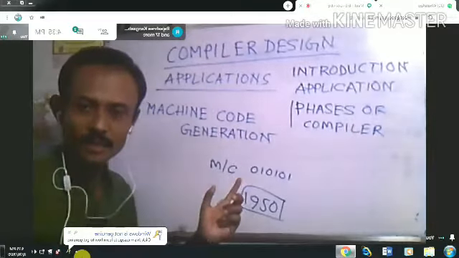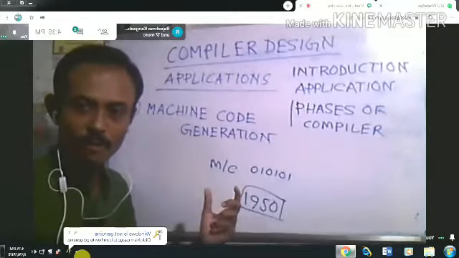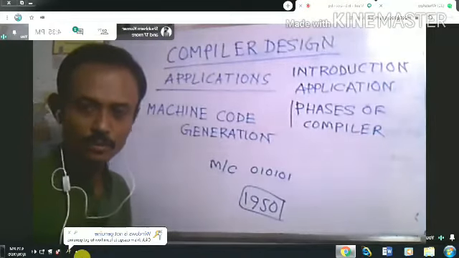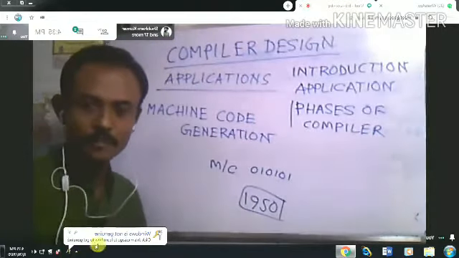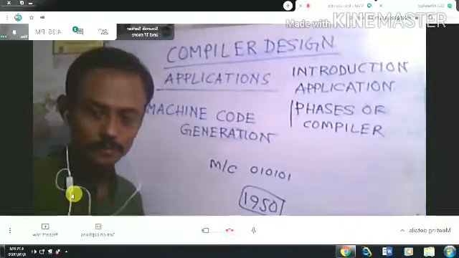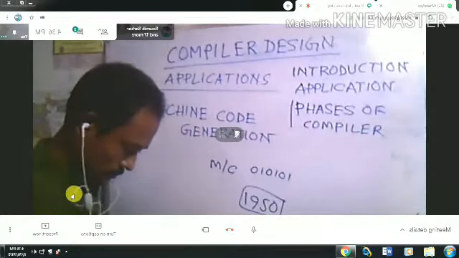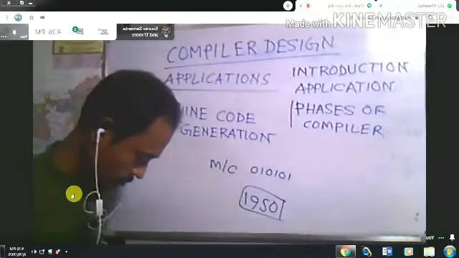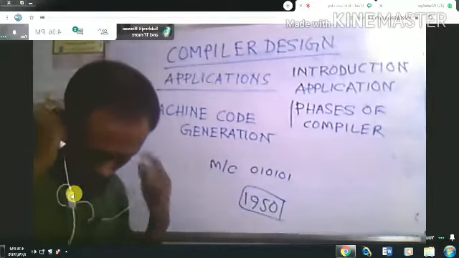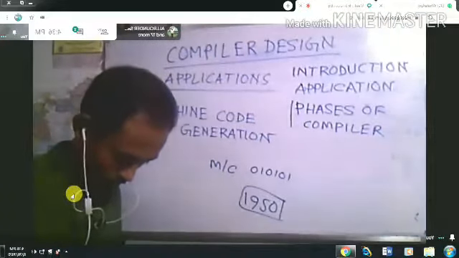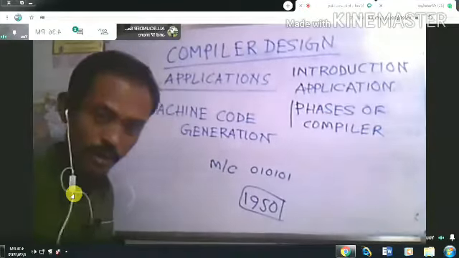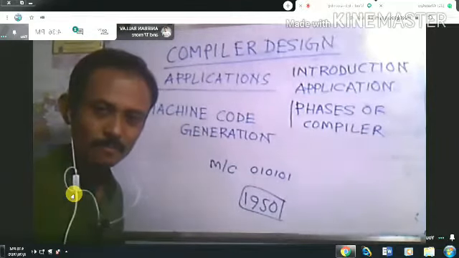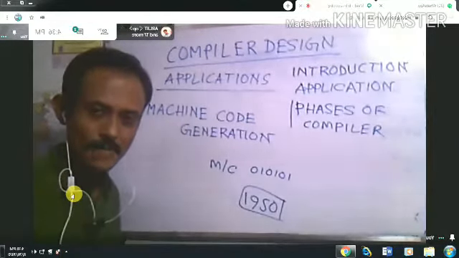Do you know what the first compiler is? Do you know, in the 1950s, what was the first compiler written in the software industry? You have heard the term, but do you know what the first compiler is? Hello? What was the first compiler? Anybody?